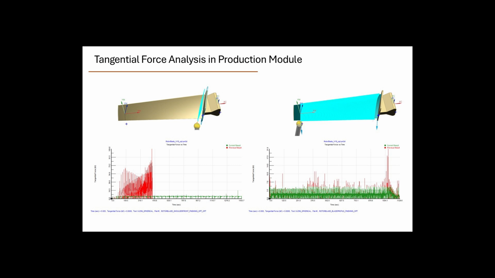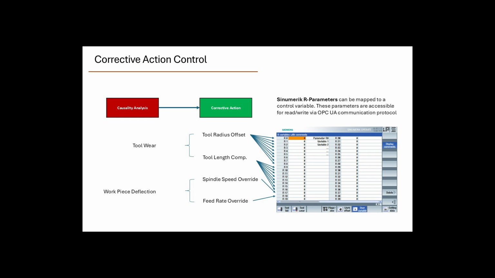Pound force. And same thing here, we limit it to the same amount. Effectively, what this does is it increases our tool life. And so here, what we can do is, we know that for workpiece deflection, we have to adjust spindle speed override and feed rate override.